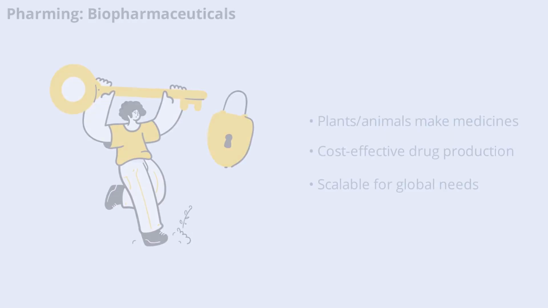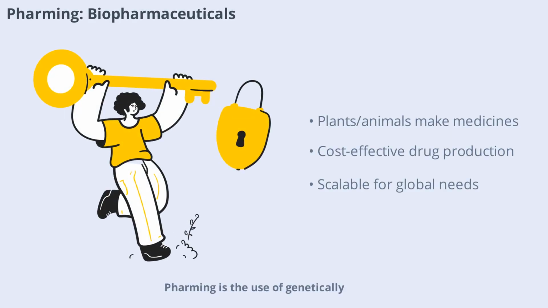Pharming is the use of genetically engineered plants or animals to produce pharmaceuticals. By inserting genes that code for therapeutic proteins, scientists can create organisms that manufacture medicines like insulin or antibodies. Pharming offers a cost-effective and scalable way to produce important drugs.